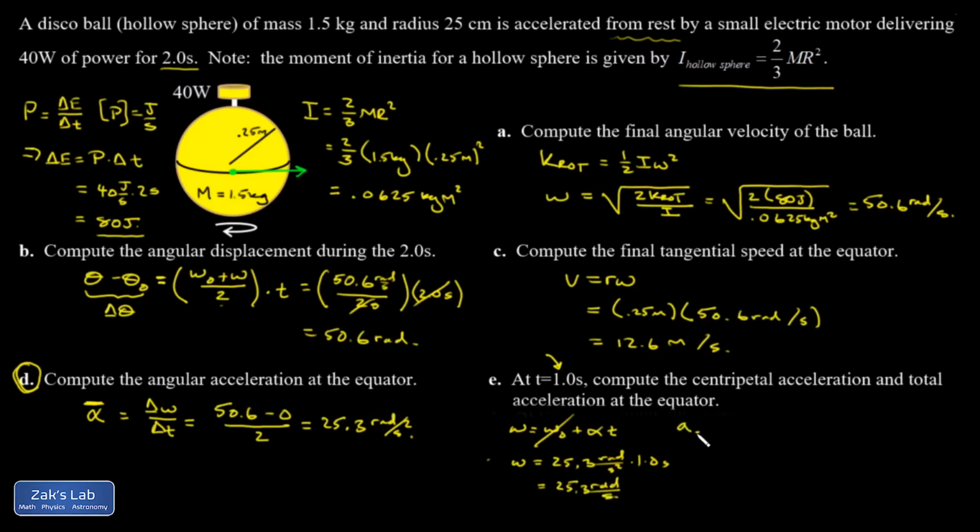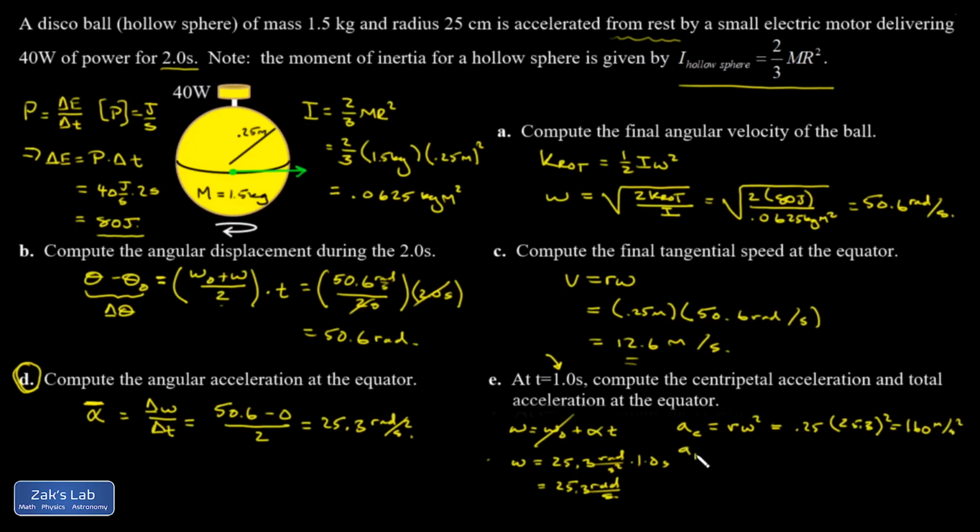Then the centripetal acceleration could be given by r omega squared. You could also say v squared over r, that old formula from earlier in the course, but then I would have to use this v up here, which in practice sometimes causes more calculation. So when we're doing angular kinematics and dynamics, I like to use the r omega squared version. And r is 0.25, omega is 25.3, and I'm going to square that. When I compute the centripetal acceleration, I get 160 meters per second squared.